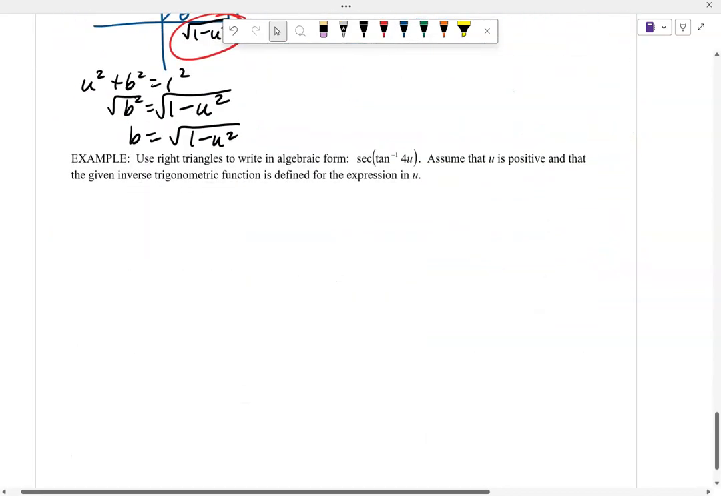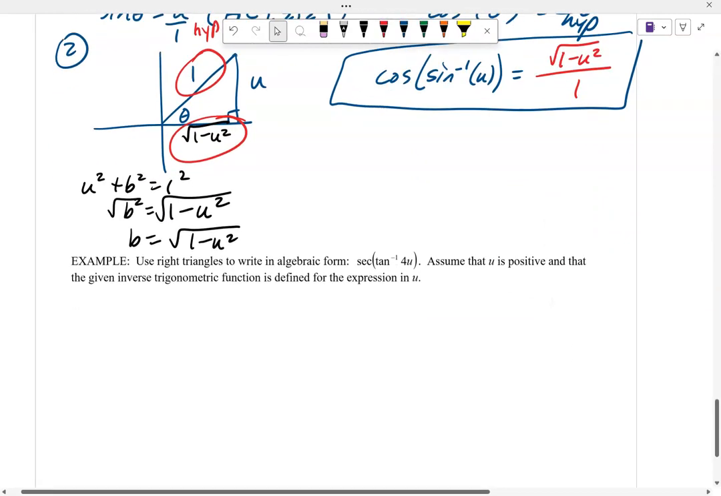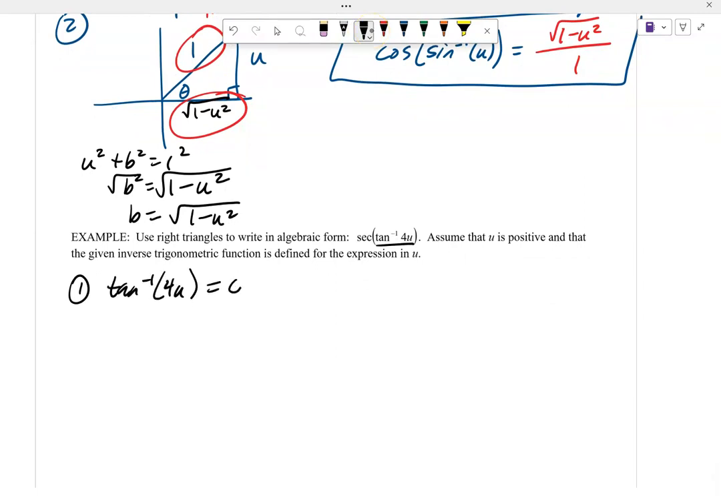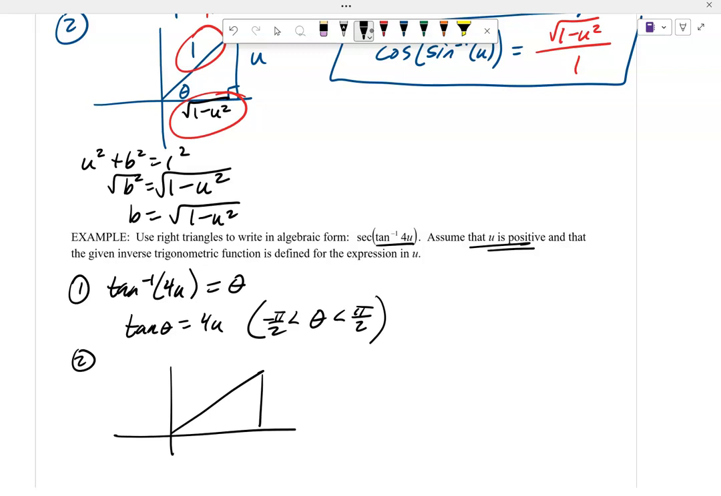All right, one more here. Let's do it with arctangent of 4u now. So number 1, let's take that inside. Arctangent 4u set equal theta. So we know the tangent of theta is 4u. Remember, theta, when we cut off the tangent, that was between pi halves and negative pi halves. But we're assuming u is positive, so we know this is into quadrant 1. Sine over cosine is positive. So x and y have got to both be positive. So we can go ahead and draw this into quadrant 1 as well.